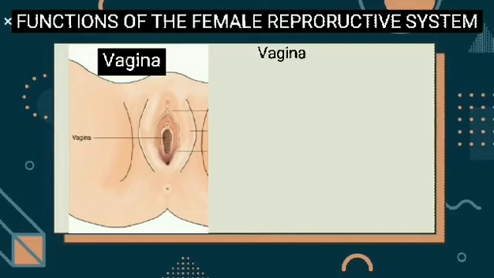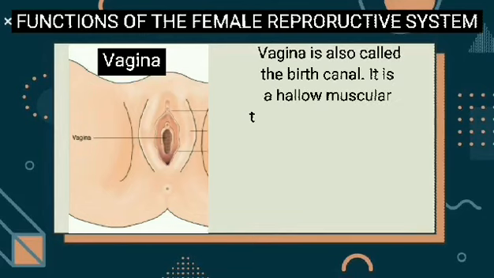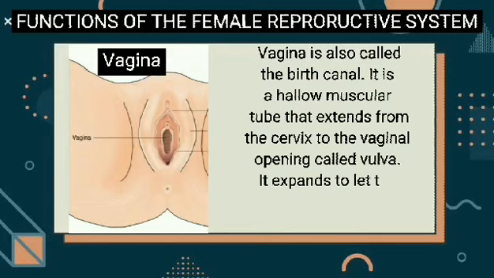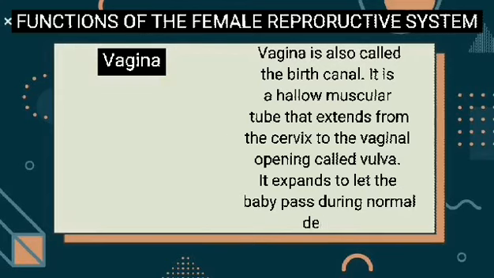Vagina. The vagina is also called the birth canal. The vagina is a hollow muscular tube that extends from the cervix to the vaginal opening called the vulva. It expands to let the baby pass during normal delivery.